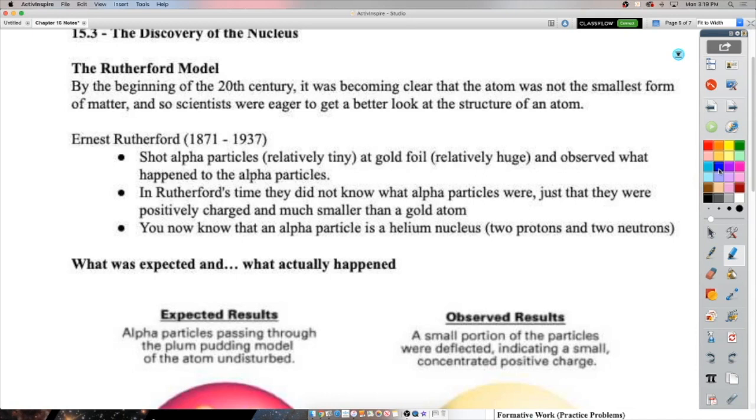They're not the smallest unit of matter, right? So a lot of scientists were really interested in saying, well, let's look at this atom then. Let's look at it closer. What's in there? What are the parts of it? What else is going on, right? One of these scientists was a guy named Ernest Rutherford. He was from New Zealand.